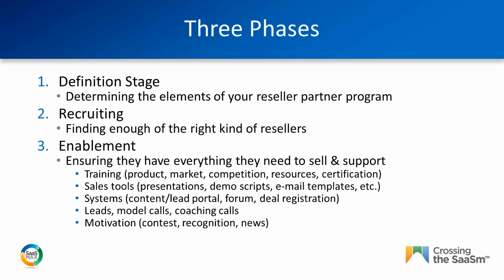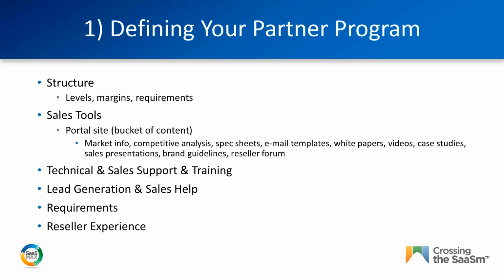Okay, so when you're setting up your program, there's 3 different phases, and I'm going to pull this out, and I'm going to stop and sort of hit on a pet peeve before we get to enablement. Number 1 is the definition stage, number 2 the recruiting stage, and number 3, the enablement stage. We're going to touch on some of these by going to the next slide. First, when you're defining your program, Dina, the next slide.